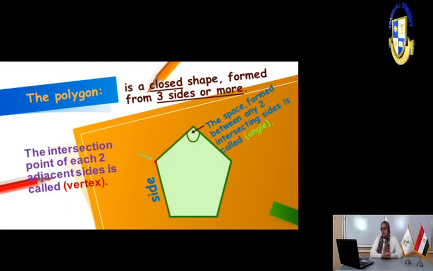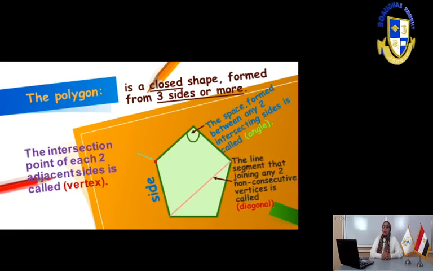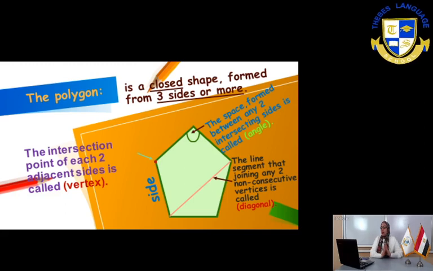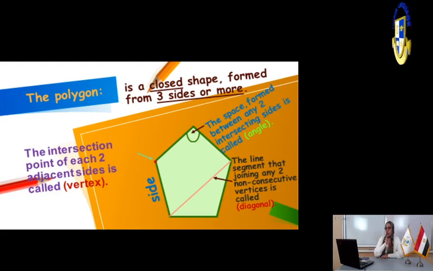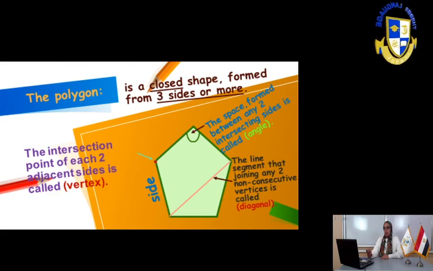And the last one will be the diagonal. What is the meaning of diagonal? A diagonal is the line segment which joins any 2 non-consecutive vertices. So any line that we draw to join any 2 non-consecutive vertices, we call a diagonal. Okay? We have a lot of types of polygons.